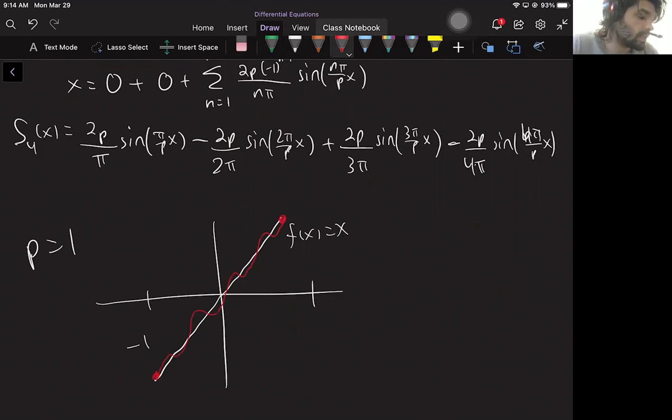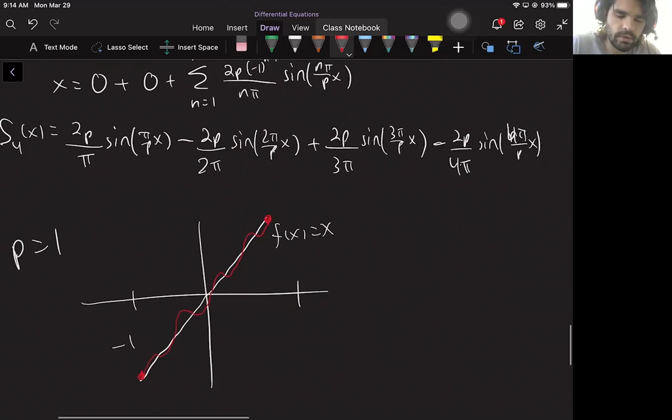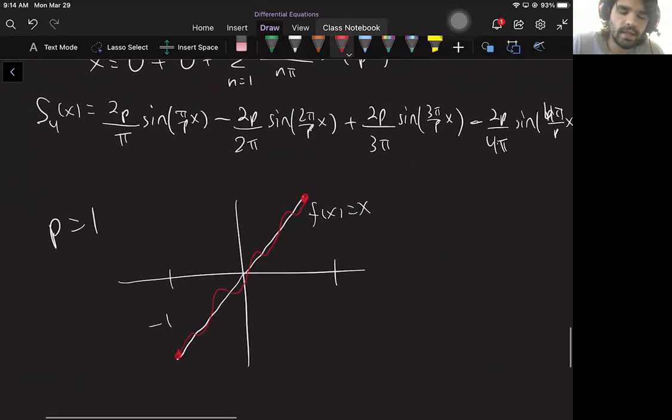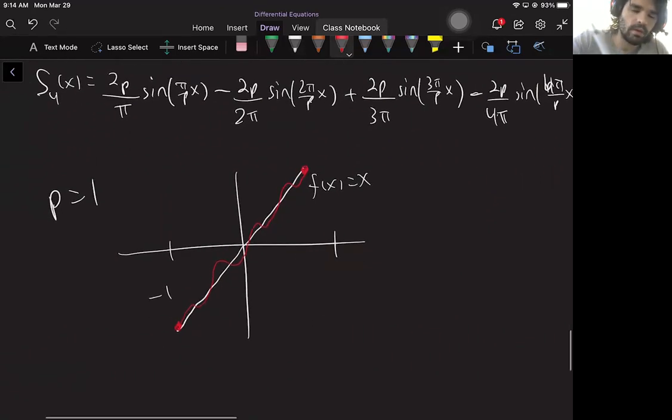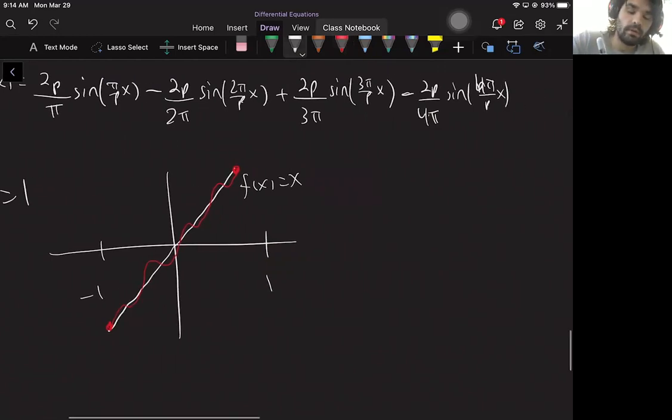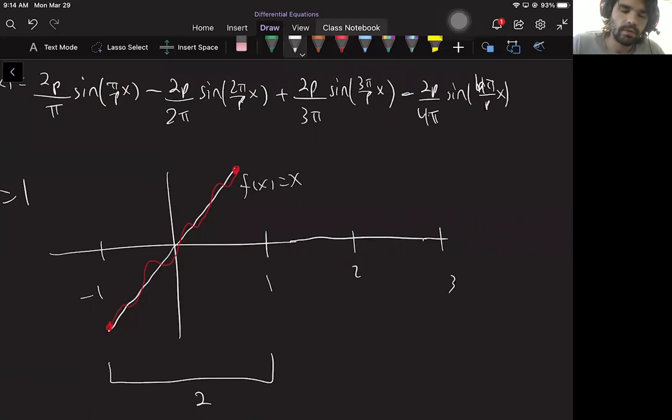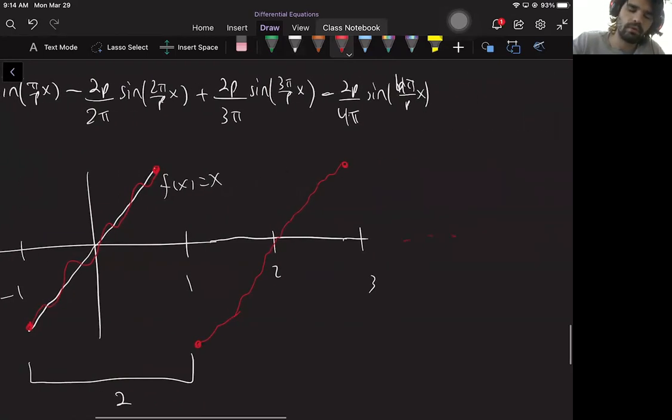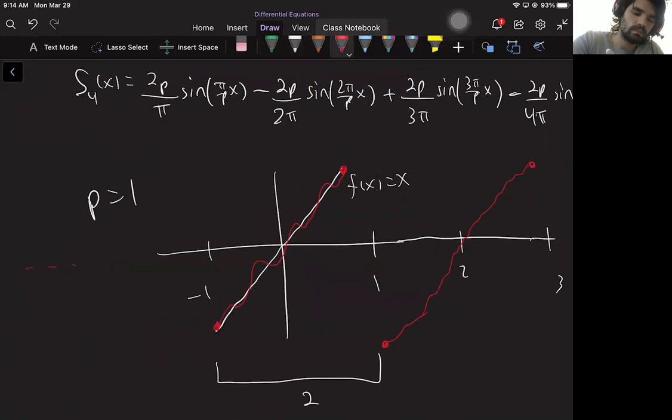But what I didn't mention last time, and what happens that's even cooler, is that it extends the function beyond just from negative 1 to 1. Meaning, I've got to think about it like this. This distance is 2. So if I go over to 3, I'm going to get another copy of this. And it's going to go on like that forever in both directions. So there's going to be another one like this.